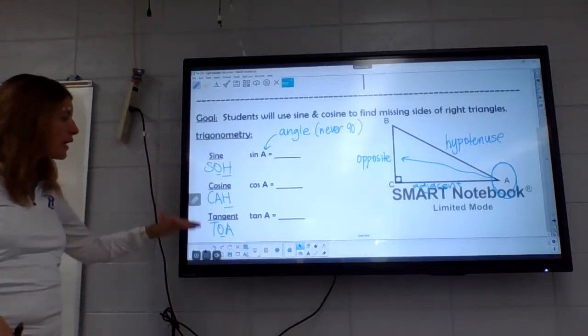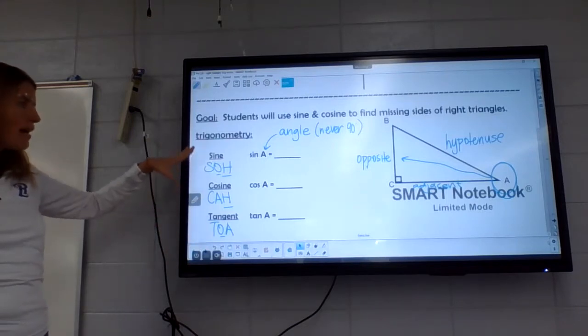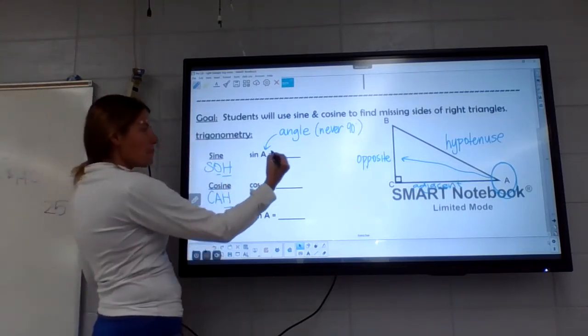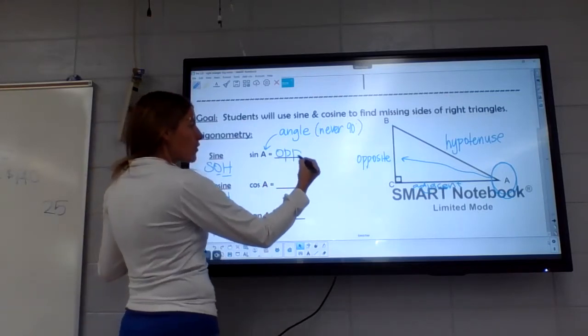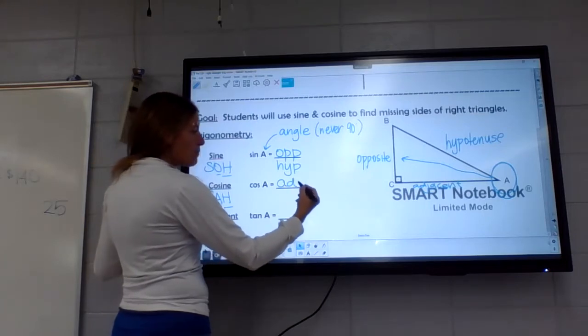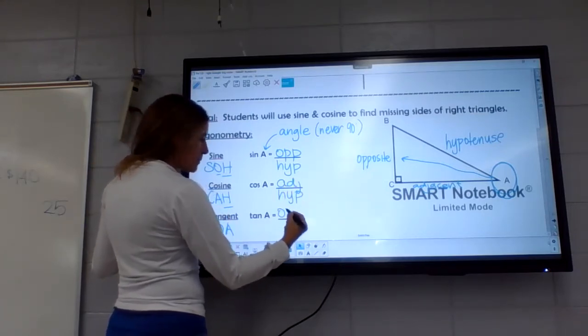And so what this ratio tells us, or this little SOHCAHTOA rule tells us, is what goes with what. So opposite goes with hypotenuse. It's opposite over hypotenuse. The next one is adjacent over hypotenuse. And then tangent is opposite over adjacent.